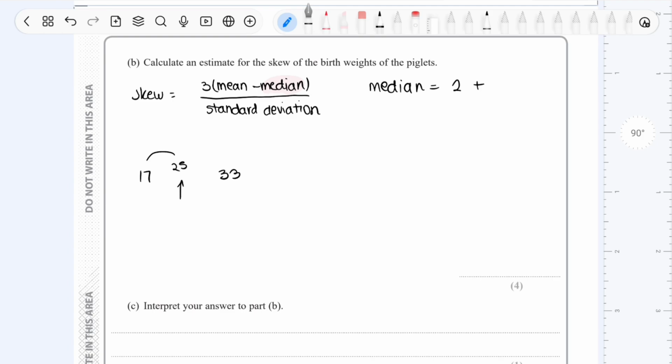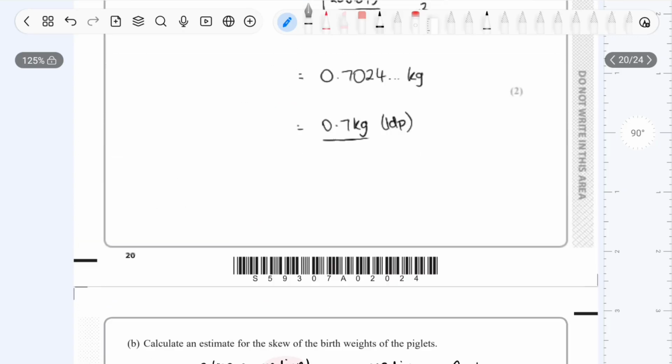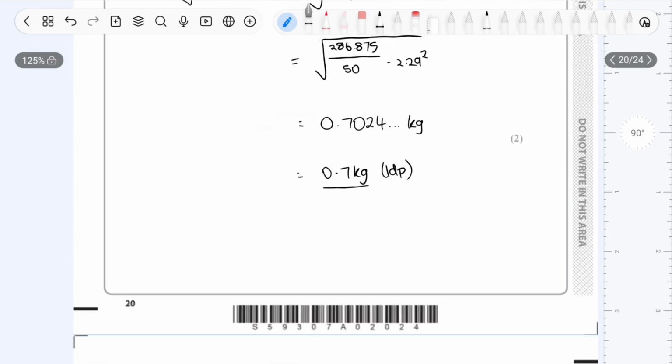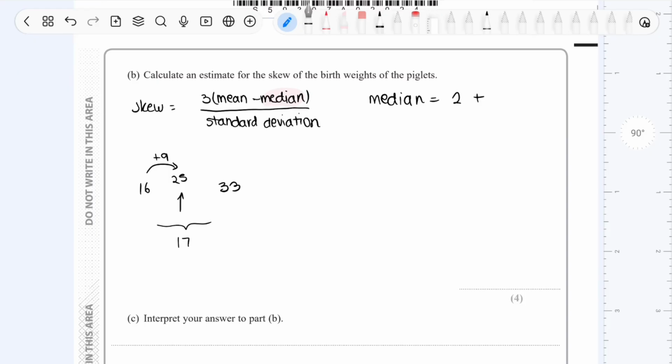Now 25 is an addition of 9 out of a class width of 16, if I'm correct. Was it 16? No, it was 17. I've got the values the wrong way round. So we need to add 9 out of 17, and we need to multiply it by how large the class interval is, which is 0.5. And this gives us a value of 2.2647 and so on. And we'll just round it to 2.26, which is 3 significant figures.